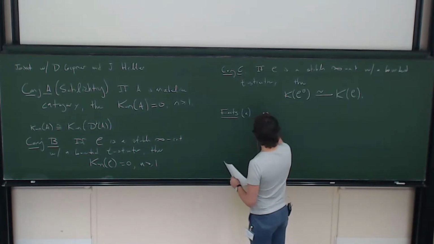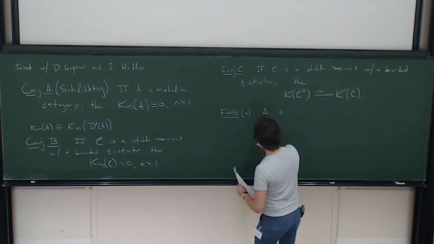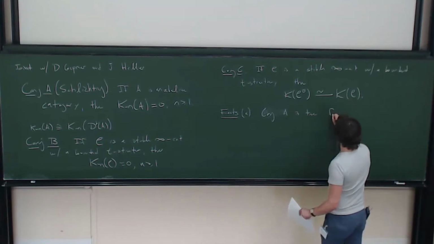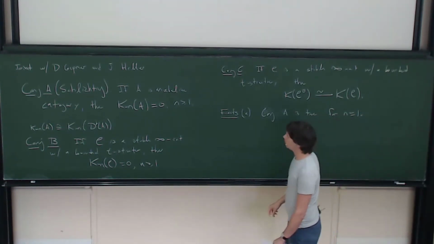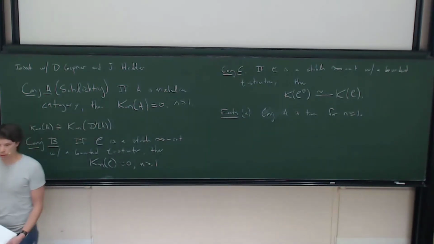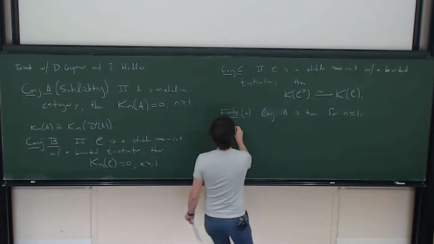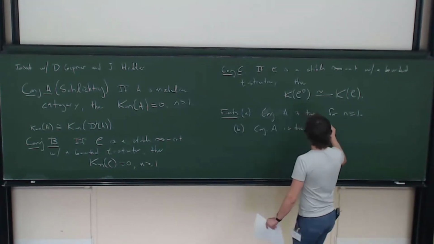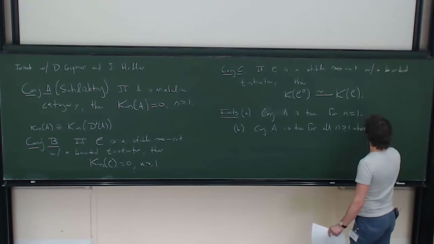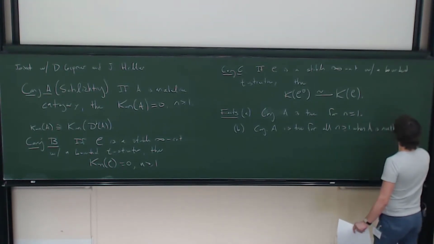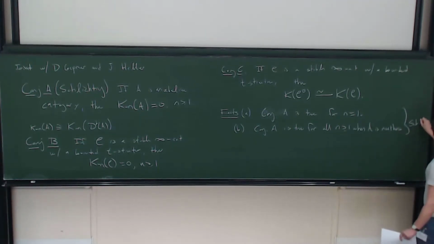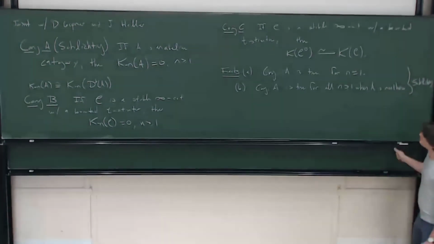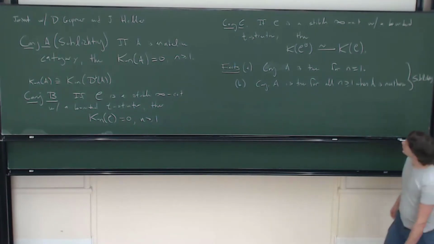So conjecture A is true for n equals 1. So K minus 1 of any abelian category vanishes always. Conjecture A is true for all n when A is Noetherian. And these two facts were proved by Schlichting in his paper on negative K-theory of exact categories, or whatever he called that.